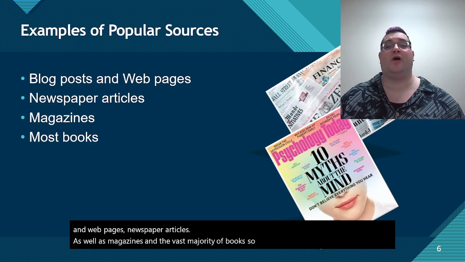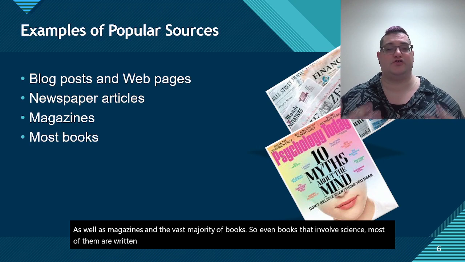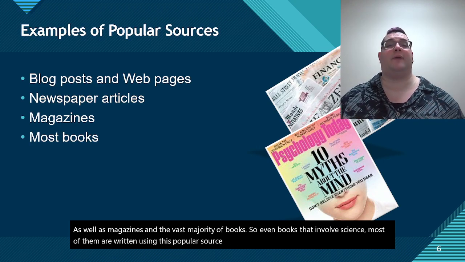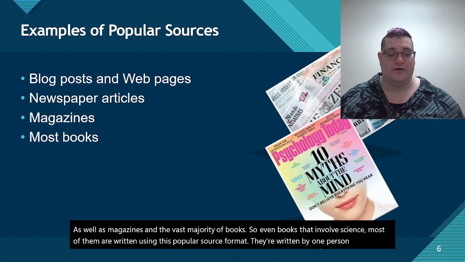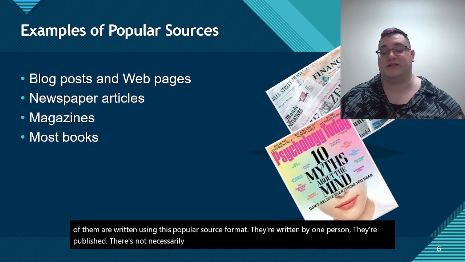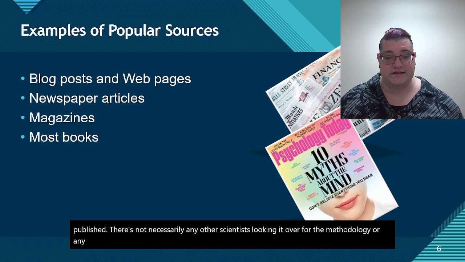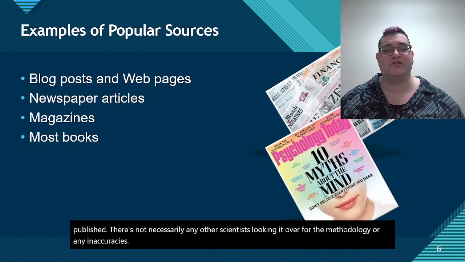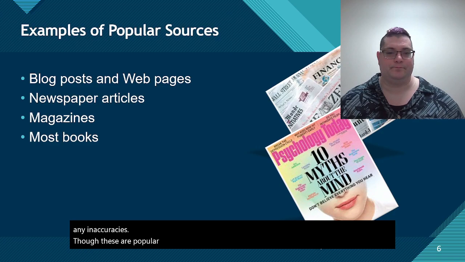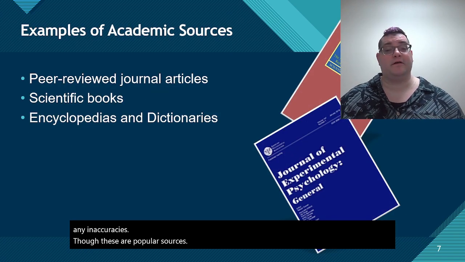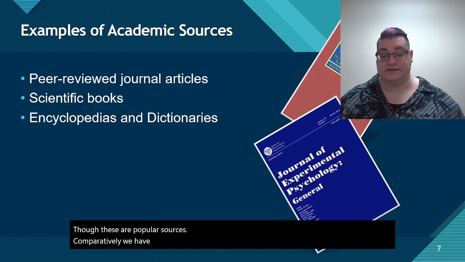So even books that involve science, most of them are written using this popular source format. They're written by one person, they're published. There's not necessarily any other scientists looking it over for the methodology or any inaccuracies. So these are popular sources. Comparatively, we have academic sources.